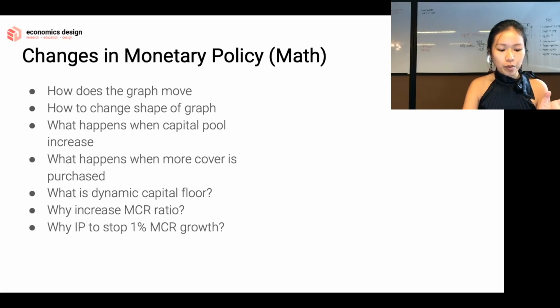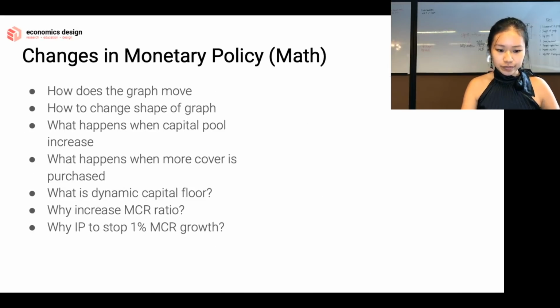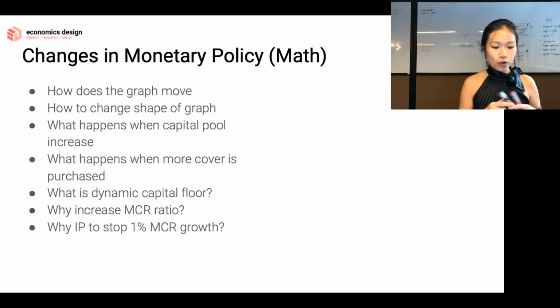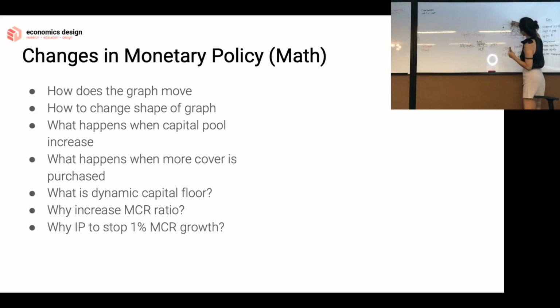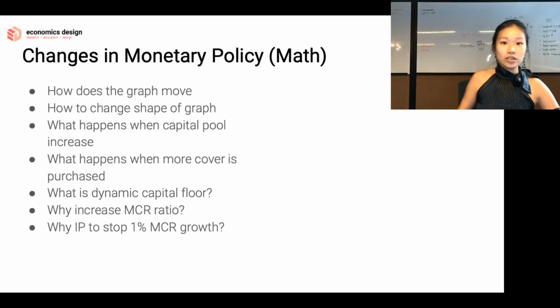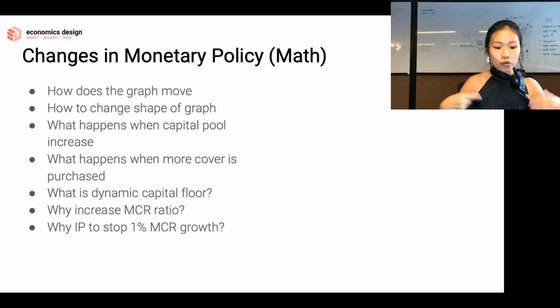Why does the improvement proposal want to stop the 1% MCR growth? So, I didn't talk about it just now, but one of the things that is embedded into the system is that for every 24 hours, the MCR will grow by 1%. So in general, the MCR will keep growing by 1% every 24 hours. That's the system that they created for Nexus Mutual.